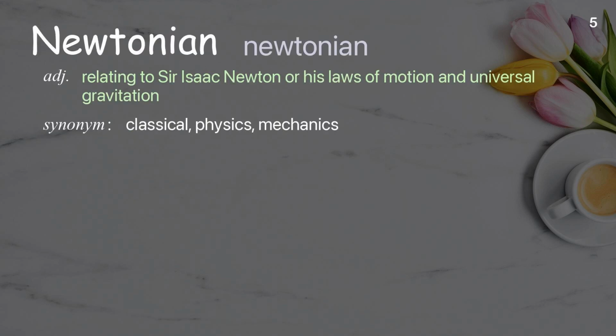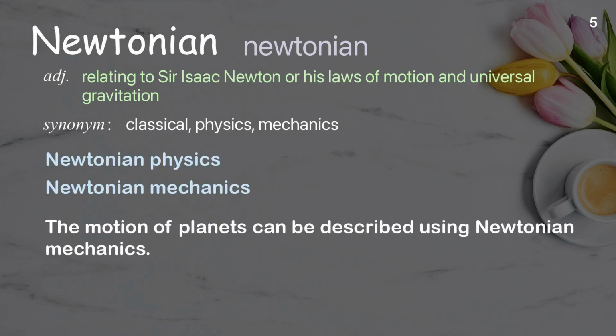Newtonian. Relating to Sir Isaac Newton or his laws of motion and universal gravitation. Examples: Newtonian physics. Newtonian mechanics. The motion of planets can be described using Newtonian mechanics.